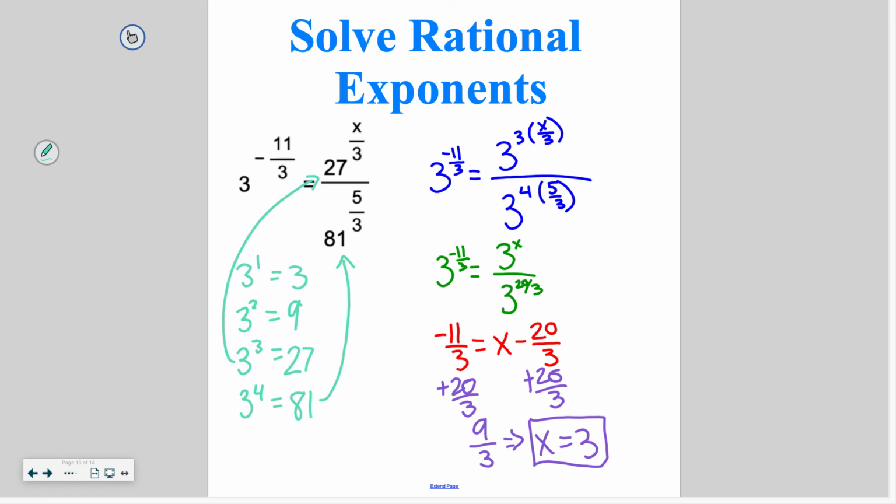Again, simplifying those, 3 times x to the 3rd gives us x. 4 times 5/3 is 20 over 3. It's all the same, so we can subtract those exponents and set them equal to each other. And when you end up with negative 11 plus 20, you get a positive 9. Positive 9 divided by 3 reduces to an answer of 3.